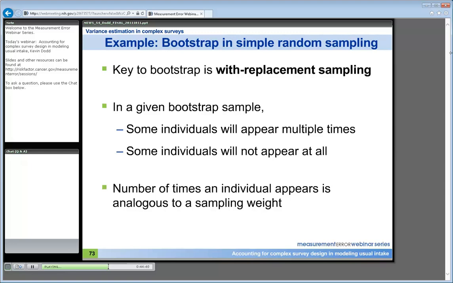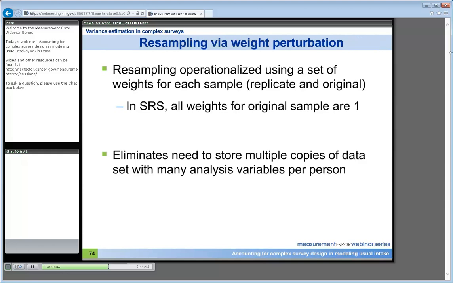And it's this property that really helps to implement the resampling methods for complex surveys, because we can operationalize resampling from the original sample by creating sets of weights for the original sample and for each of the replicate samples we want to draw. So in the Bootstrap example for simple random sampling, all the weights in the original sample were 1, because each person appeared once in the original sample, but the individual weights created for the Bootstrap replicate vary according to the number of times a particular individual shows up. It might be 0, it might be 2, it might be 3, whatever.